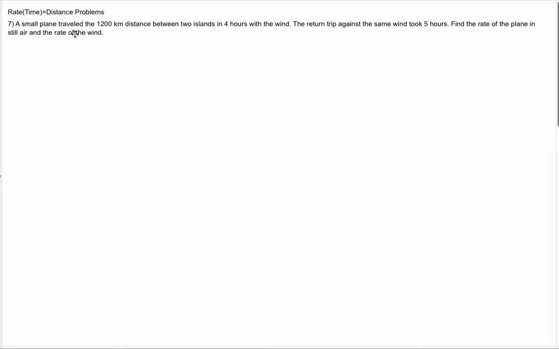So you know you're dealing with a rate time distance problem when you are given a distance and a time and they ask for a rate. So this isn't digits or a number comparison. This is rate time distance, which means you're going to set up a chart. So your chart should look like R times T equals D.